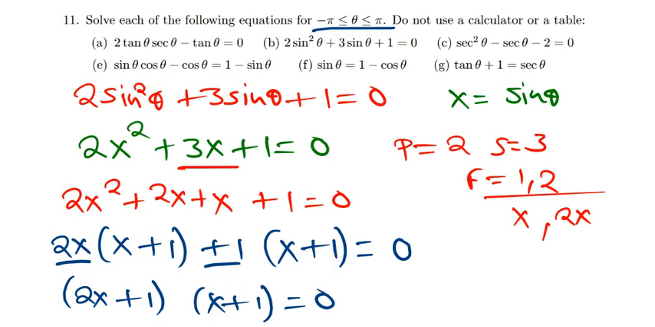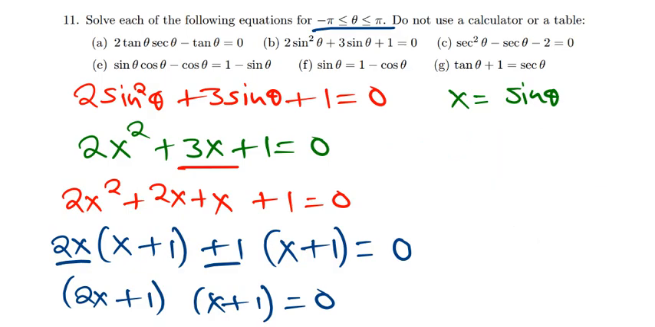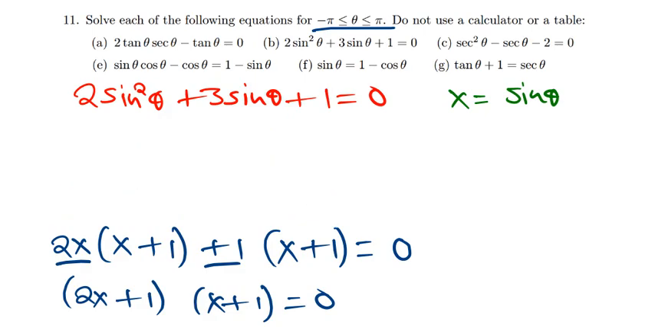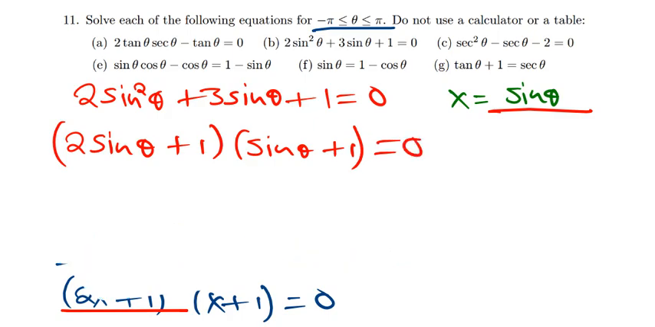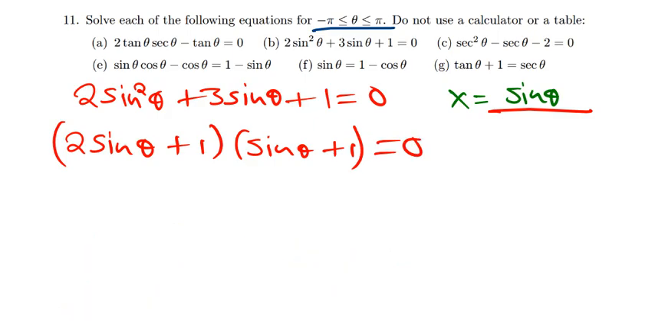Okay, great, right? Simple and straightforward. And so the two equations that we have are, one is 2x plus 1. So if you put back your sine of theta, where x is, you're going to have 2 sine of theta plus 1, and then you're going to have sine of theta plus 1 equal to 0. So we have two equations there that we can solve independently. So 2 sine of theta plus 1 is equal to 0. The other one is sine of theta plus 1 is equal to 0.